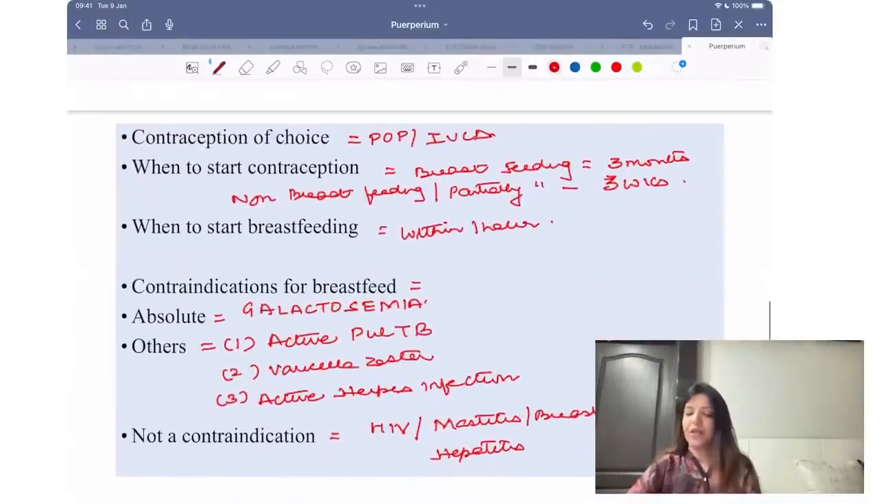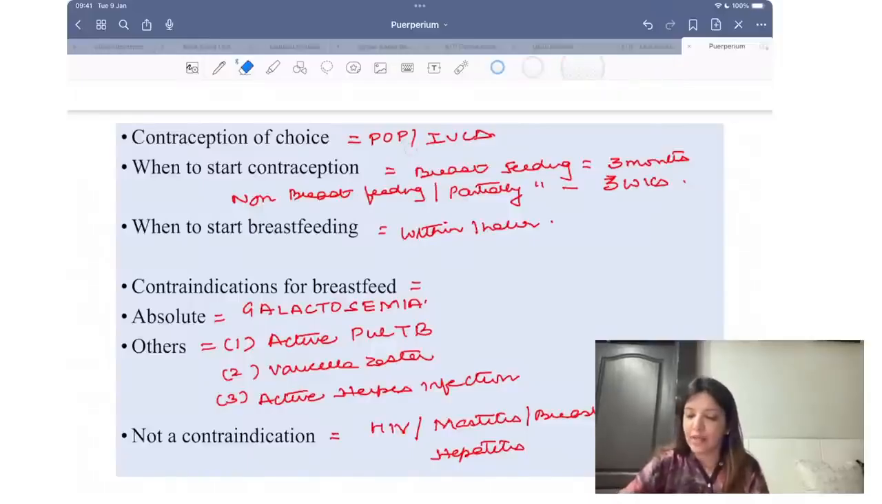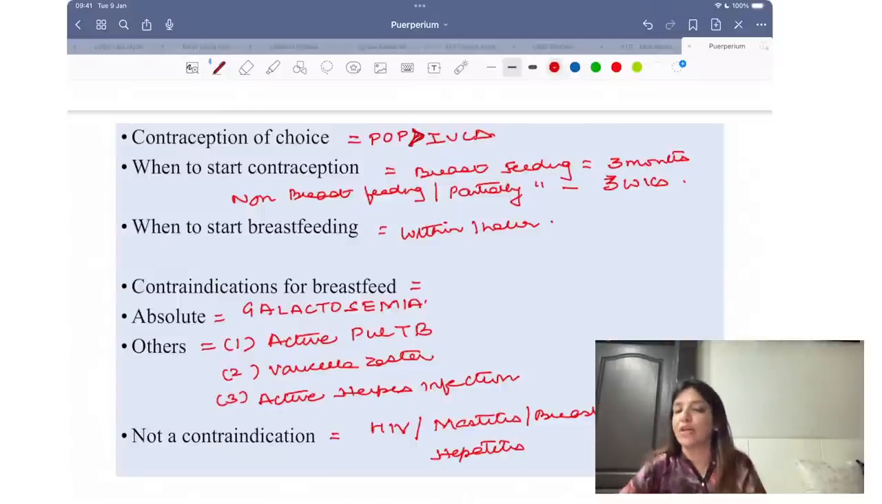as I told you, that contraception should be started in a breastfeeding mother by 3 months, in a non-breastfeeding mother by 3 weeks. When to start breastfeeding? As soon as possible, within 1 hour. Right? What is the contraception of choice? Contraception of choice is progesterone only pills. That is the contraception of choice in the postpartum period. Right? And if POPs is not given, then IUCDs.